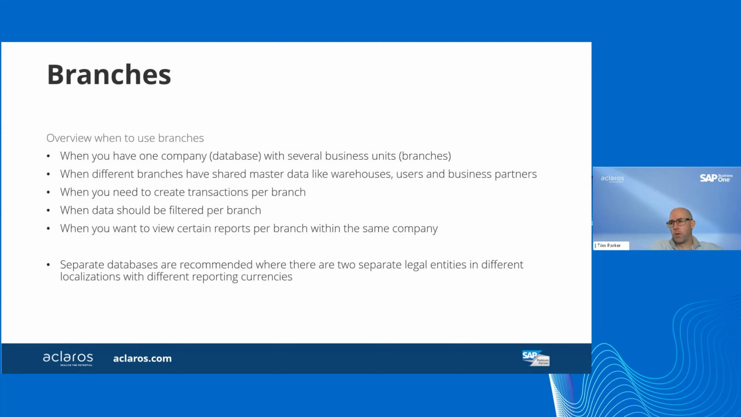And that's why it would be used, because if you had separate databases, then what would be happening is you'd have to maintain separate master data, and that's kind of the bigger thing. So if you're updating items and business partners in the one separate database or entity, you're going to have to do it again if they're having the same master data in the other entity. So by having branches, you update it in one database, and it's all there for all the branches. But some people might need to create transactions by branch or filter data by a branch.